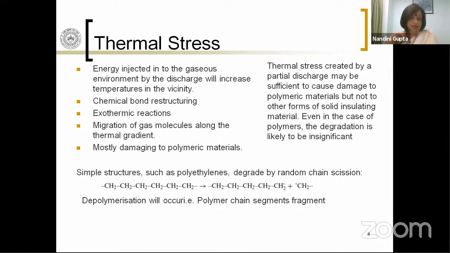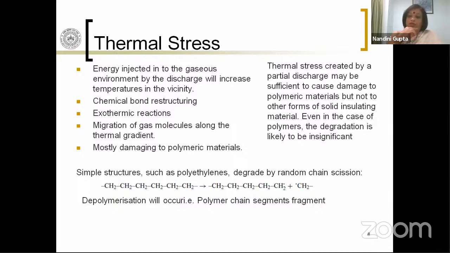Then you can have thermal stresses because you have charged particles flowing. It is essentially current that is flowing. So you have I-square losses. So you have heat being dissipated. When that heat is dissipated in a gaseous environment, the temperature rises. There might be exothermic reactions happening because of the partial discharge. Gas molecules may migrate from hotter regions to lower regions. The surrounding material may undergo chemical reactions because of high temperatures.